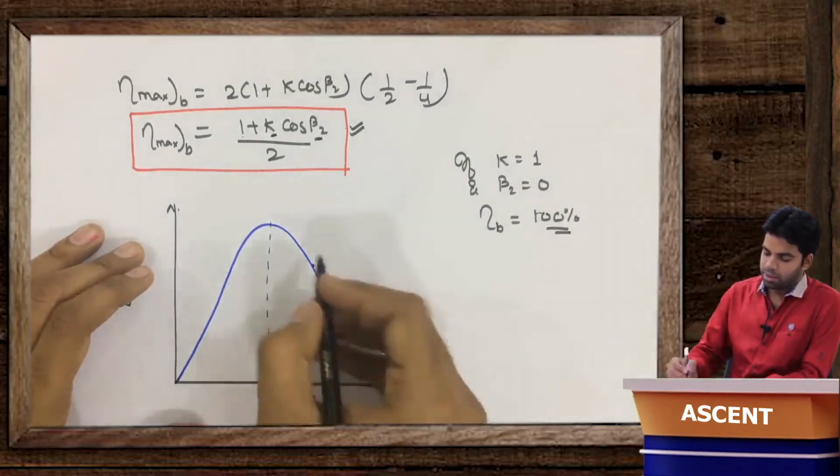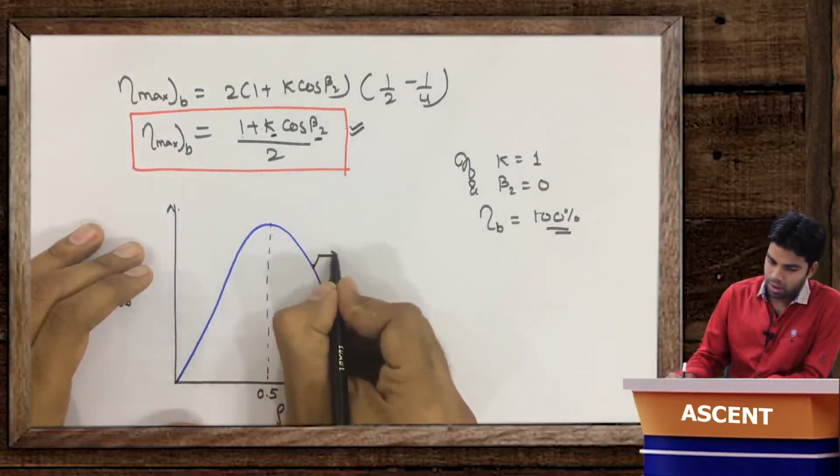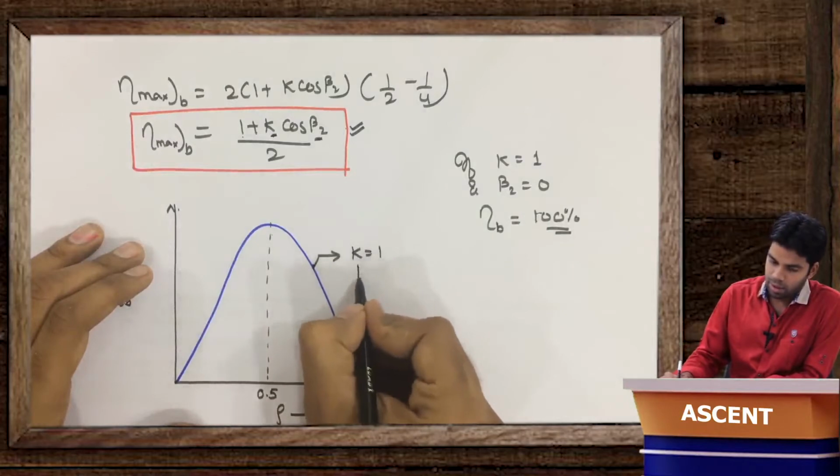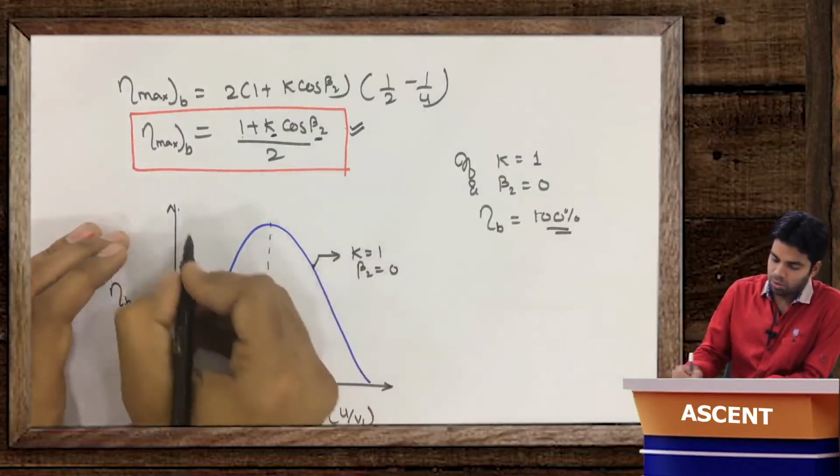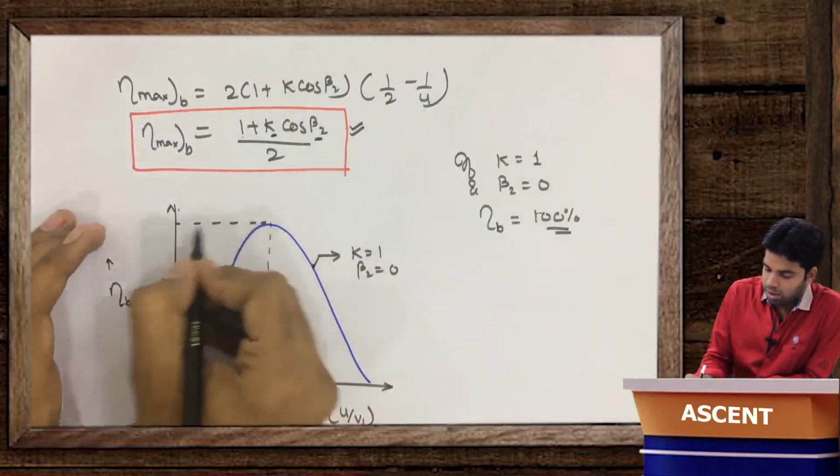Getting this? That means if I draw this graph for K is equal to 1 and beta 2 is equal to 0, I will get what? 100% efficiency.